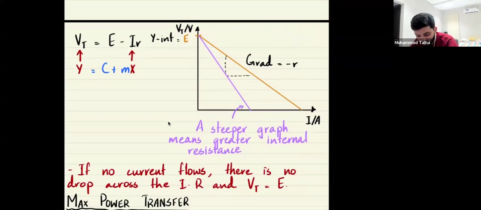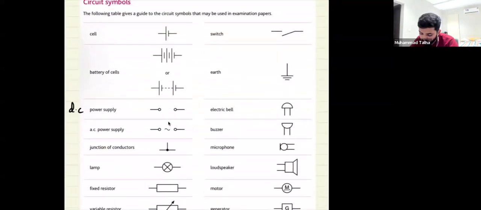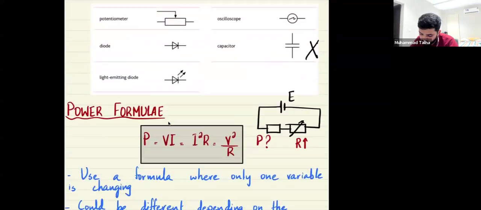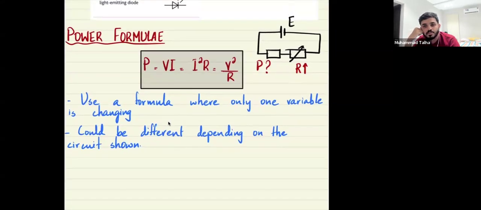All right, what else, guys? Potentiometers, right? That's where we were heading. All right, so for potentiometers, this is about the power formulas. I have talked about this previously as well in the yearly past paper sessions. When you have to use a power formula, pick one out where only one thing is changing, right? So for example, in this case, I'm told that the resistance of the rheostat goes up. What happens to the power through this one?